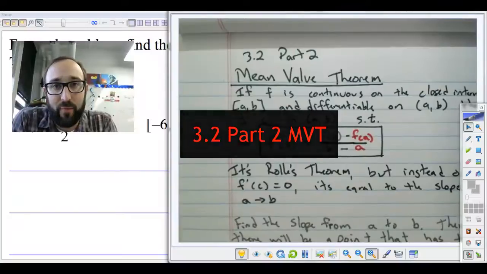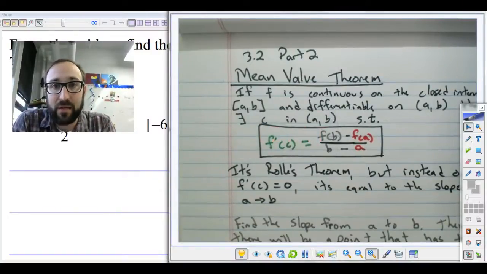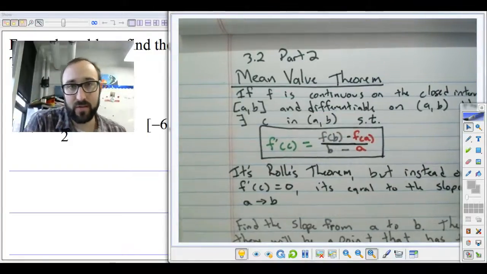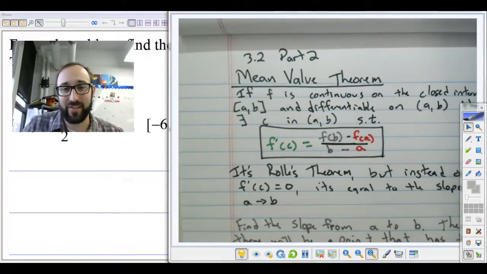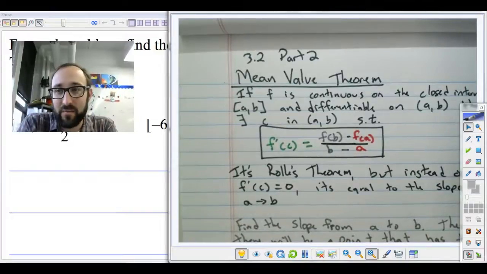Hey everyone, welcome to 3.2 part 2, which is the mean value theorem. Yes, it's nasty, it's not very nice, it's really mean. Get it? The mean value theorem. So what is the mean value theorem?